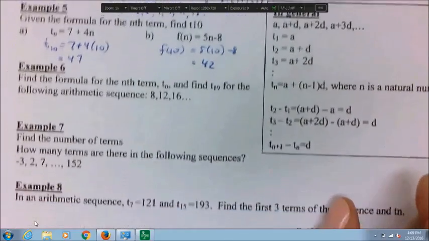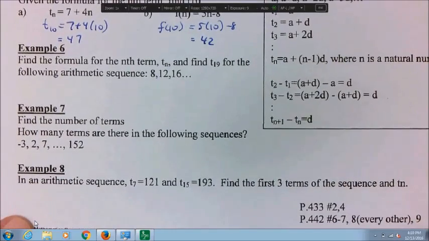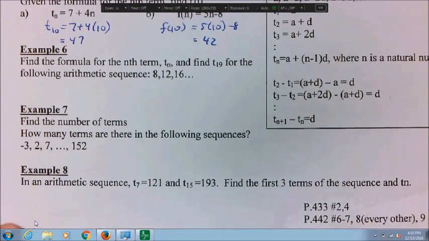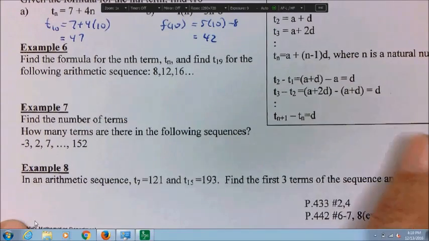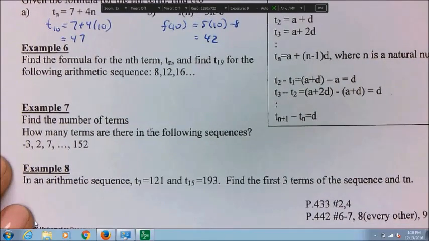Okay, example 6 is where it gets interesting, where you need to understand more about arithmetic sequences. Example 6, find the formula for the nth term, Tn, and find T19 for the following arithmetic sequence. So wouldn't it be nice if we had more space? But we don't, so we're going to have to write small. If you like to write big, please do this on another sheet of paper, and just write the page number, and that would be good.